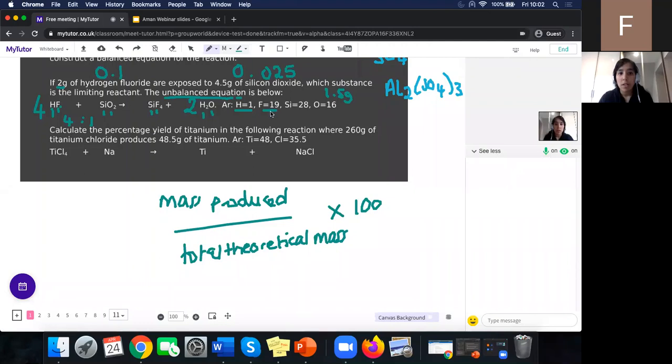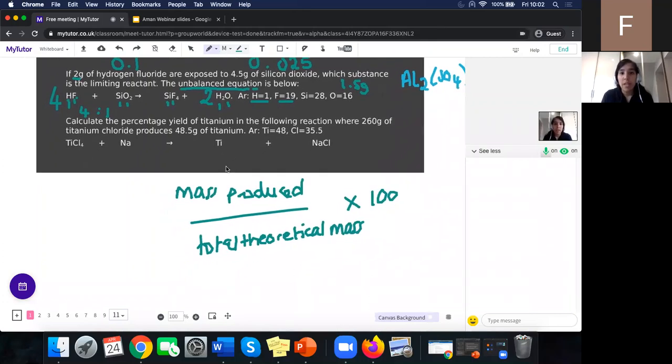Okay, great. So the actual mass divided by the total mass. Well done. All right, so if we calculate the percentage yield of titanium in the following reaction, where 260 grams of titanium chloride produces 48.5 grams of titanium.